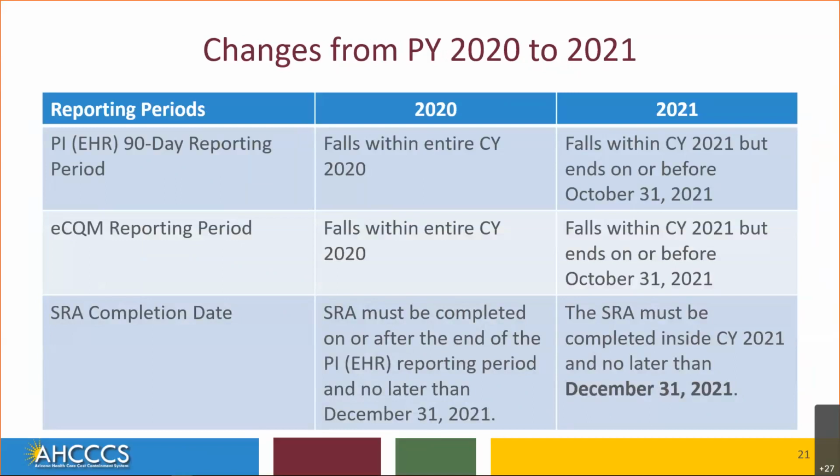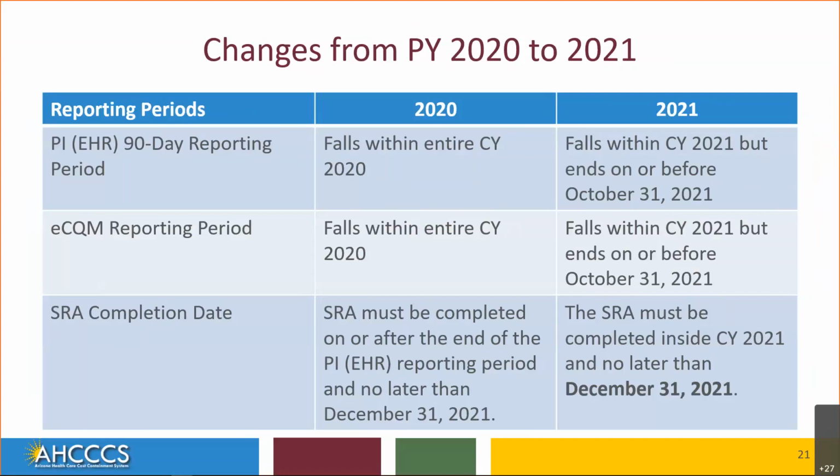So for that first item, it talks about the PI 90-day reporting period. In 2020, providers were allowed to attest to a 90-day period anytime within calendar year 2020. However, for 2021, the provider's 90-day reporting period must fall within calendar year 2021, but the last day must end on or before October 31st, 2021.